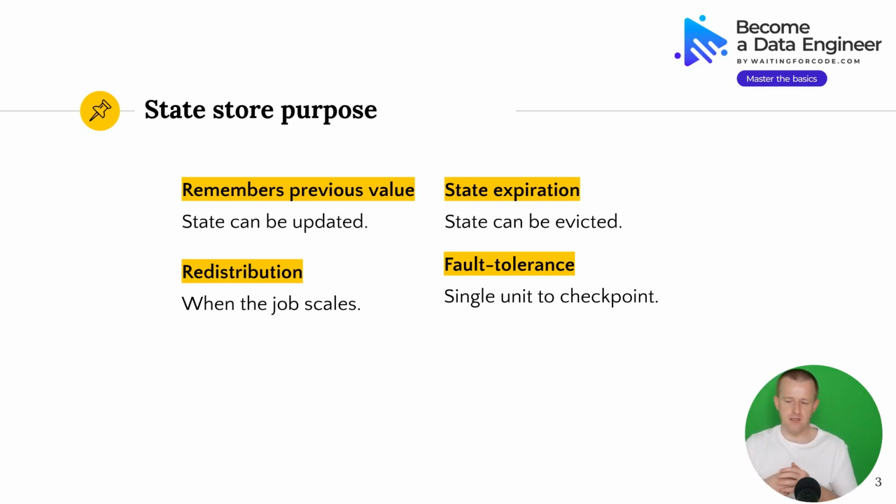The third purpose is redistribution. When your streaming job needs to scale, of course you will be able to distribute different states to the new compute. And finally, fault tolerance, because it's the single unit that you can checkpoint. For example, in case of a failure of your job or simply a restart, it's a kind of backup for everything you have processed so far and everything that you will need for the job after the restart. So in simple terms, it's a kind of persistence layer for stateful applications, right?